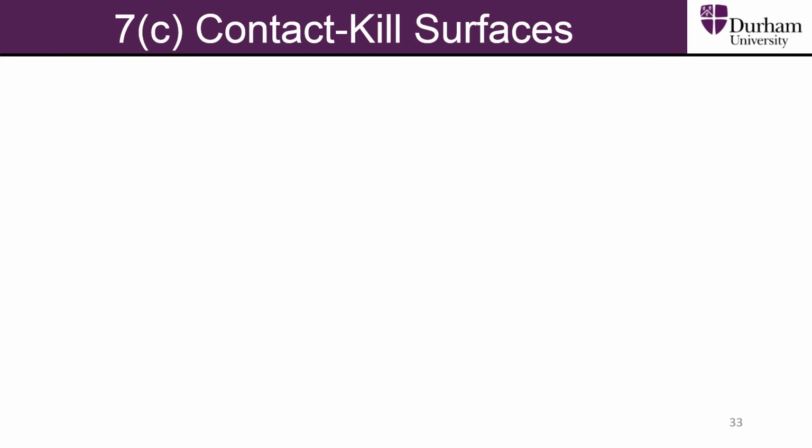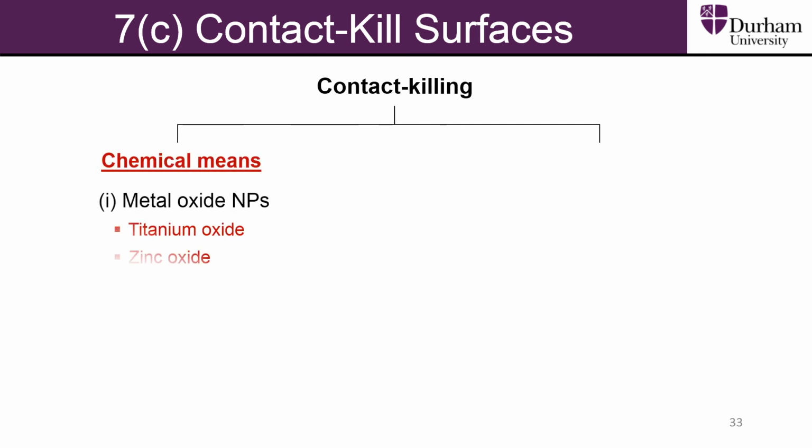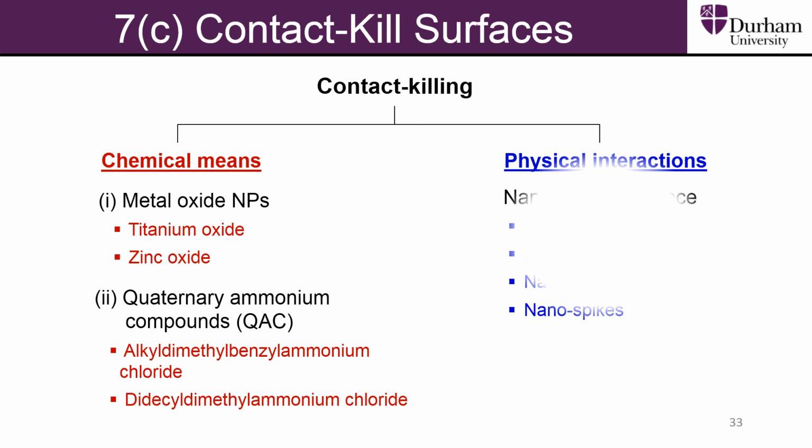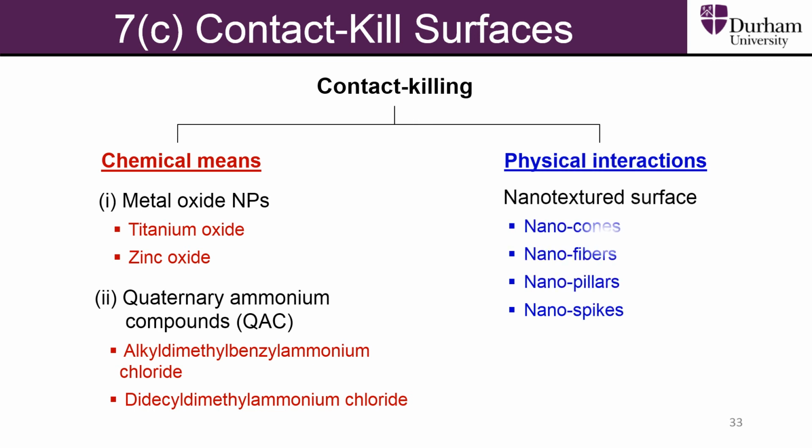Contact kill surfaces can be split into two different approaches for killing bacteria cells. The first approach is by chemical means, where surfaces contain metal oxide nanoparticles or quaternary ammonium compounds. And the second is through physical interaction, where the surface possesses distinct nanostructures like nanocones, nanofibers, nanopillars, or nanospikes.